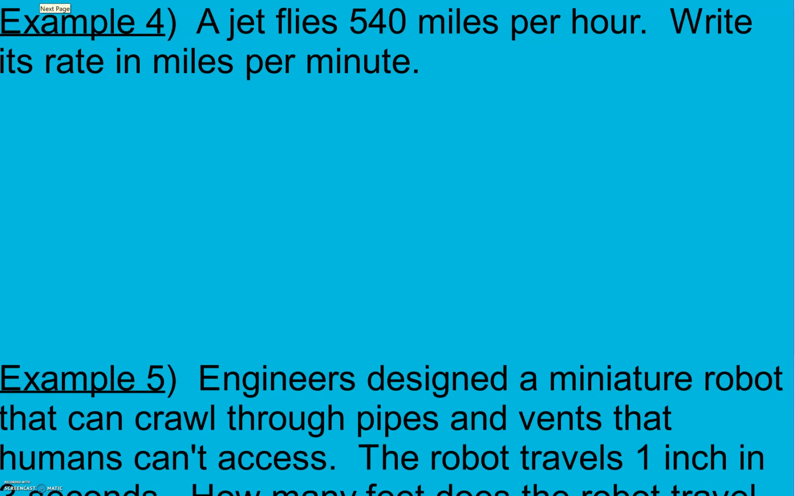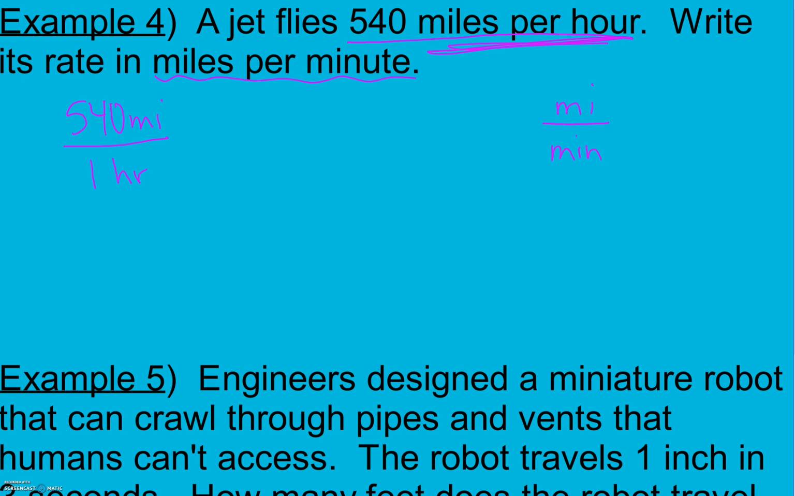In example 4, a jet flies 540 miles per hour. Write its rate in miles per minute. Here we start off with 540 miles per hour, so it's 540 miles per 1 hour. And we're trying to go to miles per minute. So eventually we want it to be miles per minute.